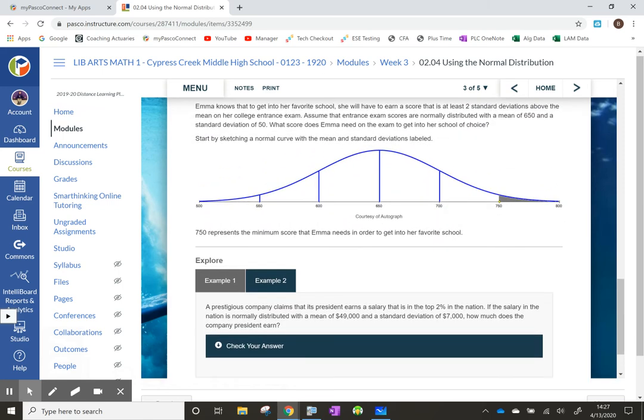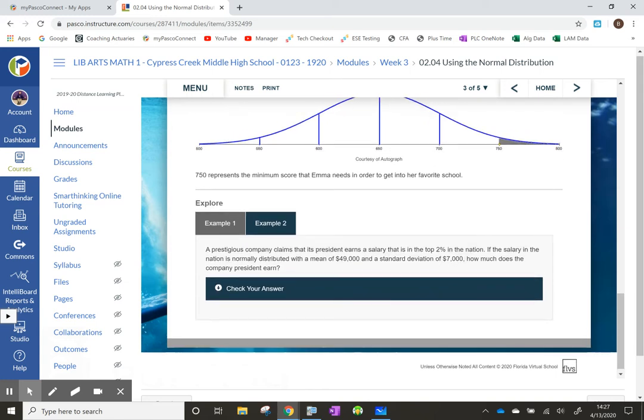And there you go. So this example, a prestigious company claims that its president earns a salary that is in the top 2% in the nation. The salary in the nation is normally distributed with a mean of $49,000 and a standard deviation of $7,000. How much does the company president earn?